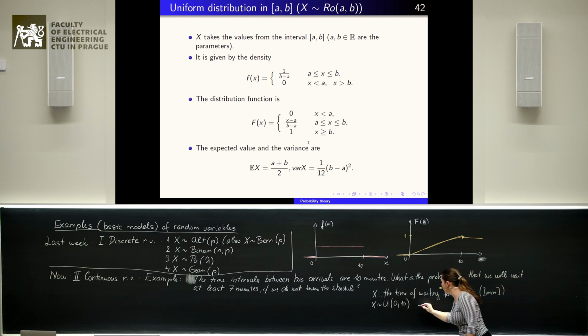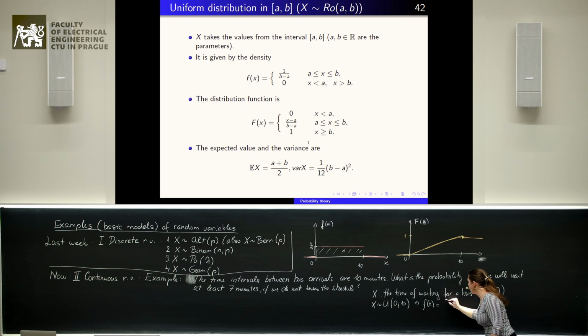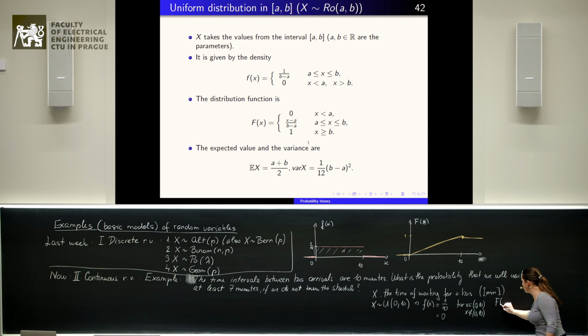And for such a random variable, the density is, we know that this area must be equal to 1 and the length of the time interval is 10. So it means that this side of the rectangle must be 1 over 10. So the density is 1 over 10 for x from the interval 0 to 10, and it is equal to 0 for x out of this interval.